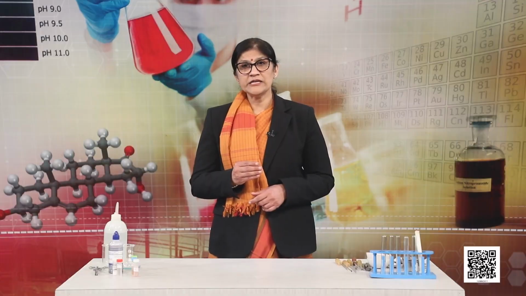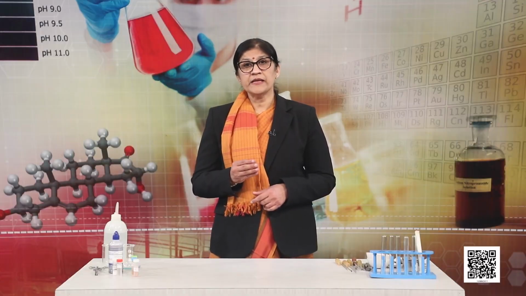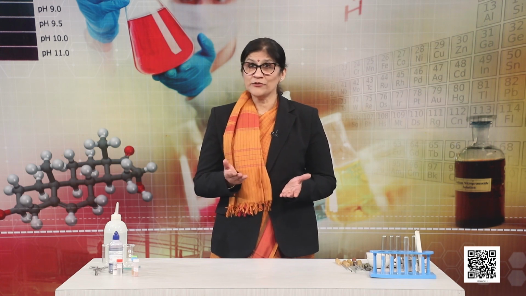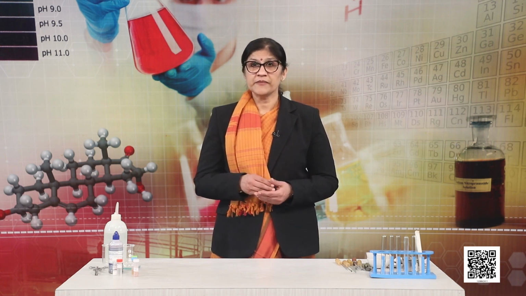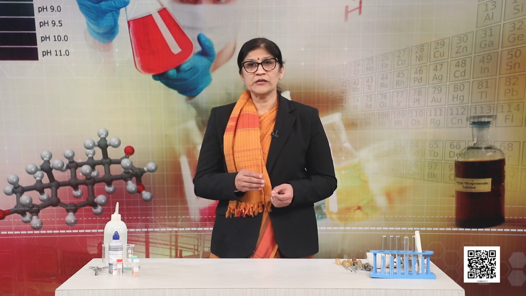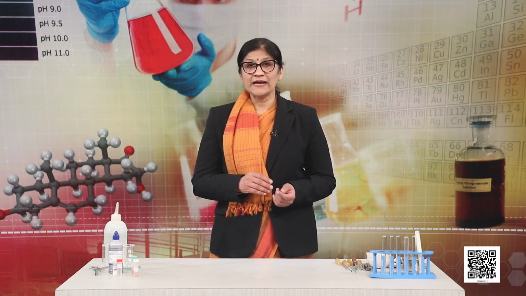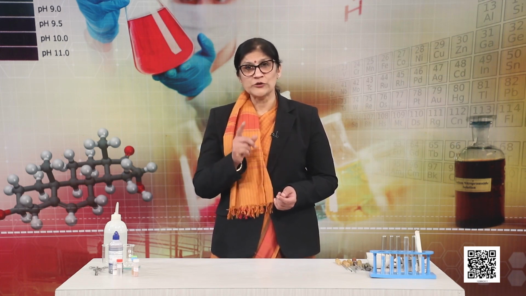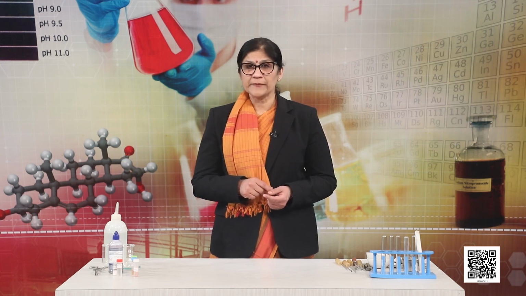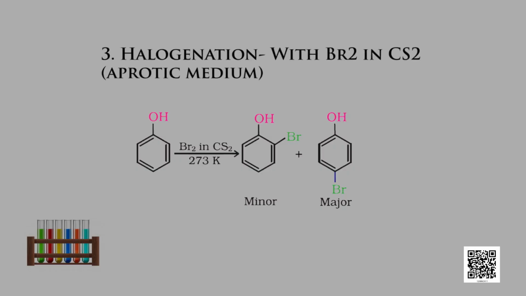The usual halogenation of benzene takes place in the presence of a Lewis acid, you know that, such as FeBr3, which polarizes the halogen molecule. But in case of phenols, the polarization of bromine molecule takes place even in the absence of Lewis acid. It is due to the high activating effect of the OH group attached to the benzene ring. So, as you can see on the slide, the phenol gives ortho-bromo and the para-bromo products.